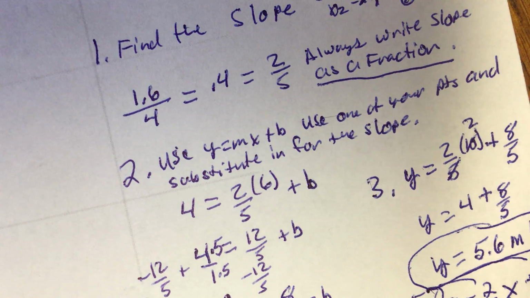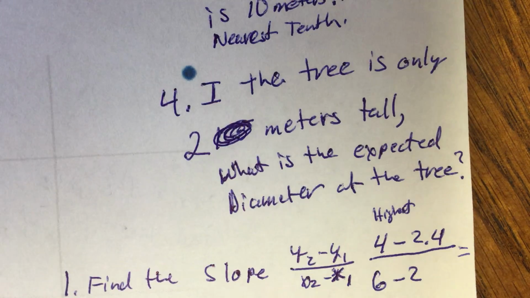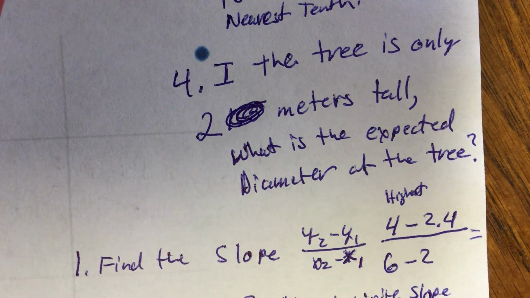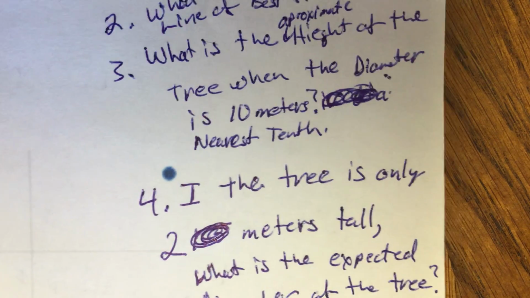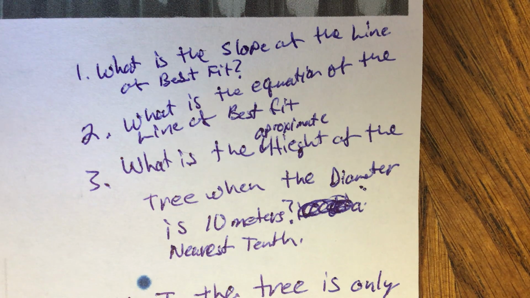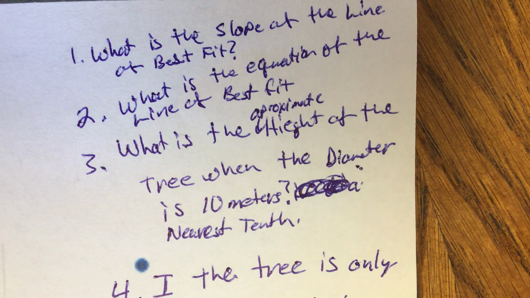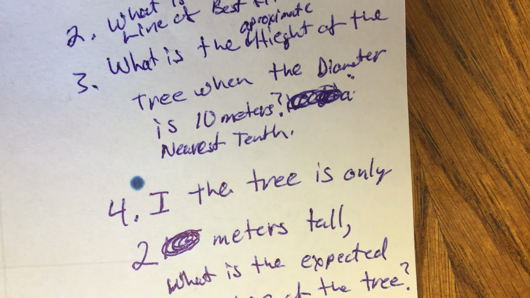Okay, so over here we have the questions. Here are the questions. What is the slope of the line of best fit? What is the equation of the line of best fit? What is the approximate height of the tree when the diameter is 10 meters to the nearest tenth?